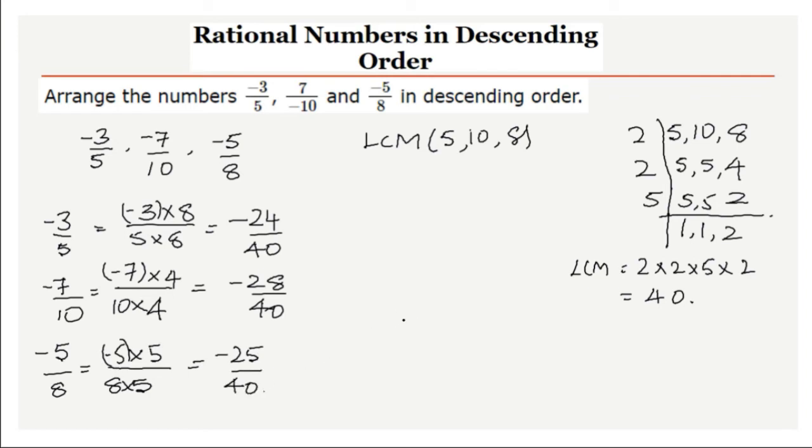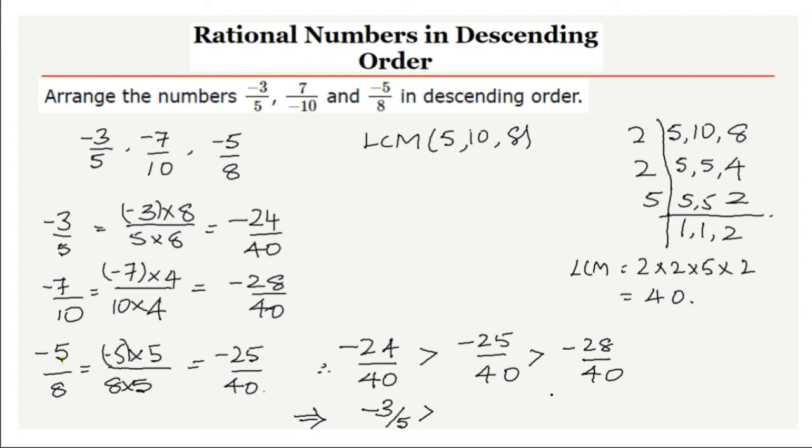Now it is a descending order, so I have to start from the larger number. Here, out of these three numerators, negative 24 is the largest. So negative 24 by 40 is larger compared to negative 25 by 40, which is larger compared to negative 28 by 40. Now I'll replace with the original rational numbers. This is negative 3 by 5 larger than negative 5 by 8 larger than negative 7 by 10.